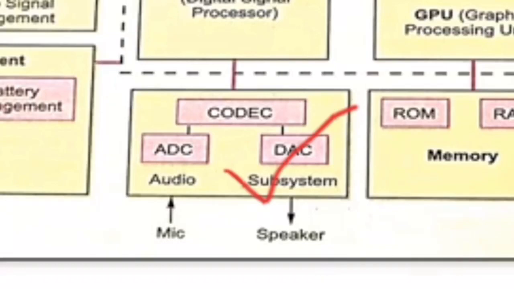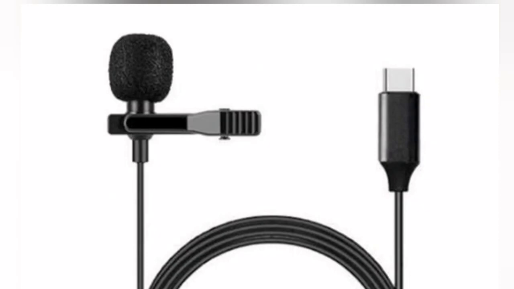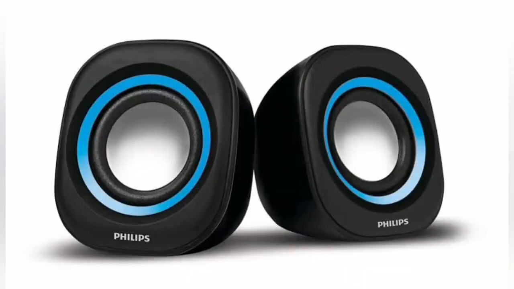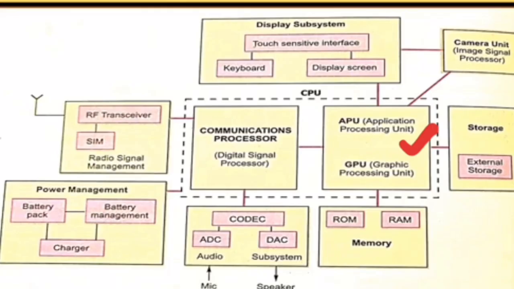As I said, the Communications Processing Unit is working with the audio subsystem. This codec consists of ADC and DAC. ADC is analog to digital converter and DAC is digital to analog converter. The microphone, through the ADC, converts sound into a digital signal, and the speaker, which is connected to the DAC, converts the digital signal into an audio signal.